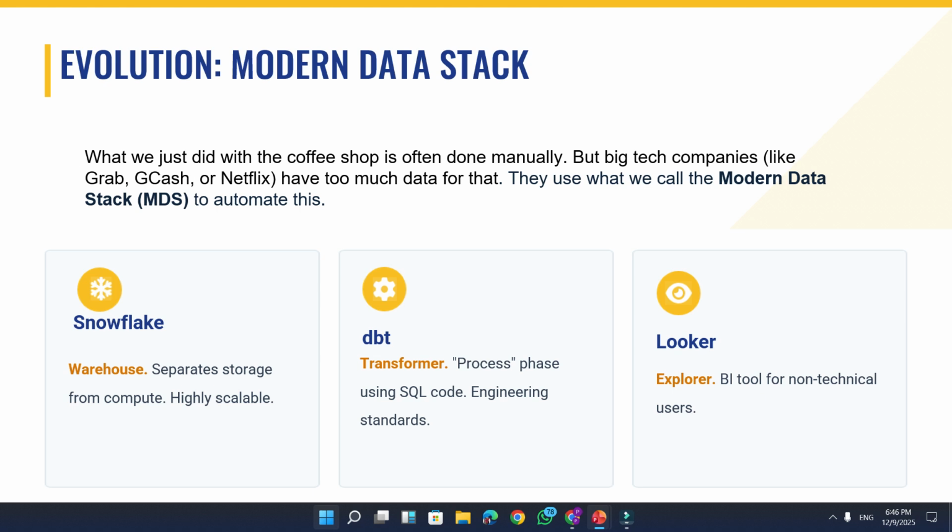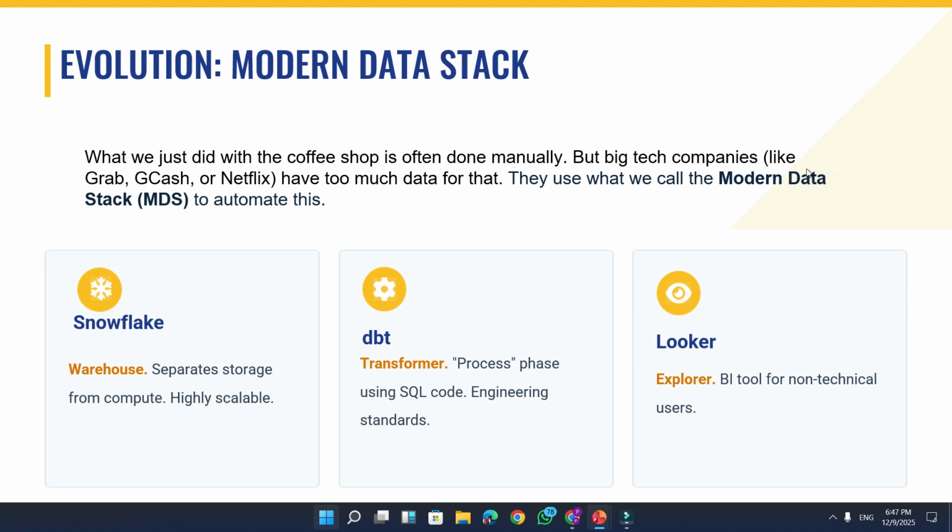So before ending this discussion, we can see some different tools. I gave the example of just free tools, three tools that are called the modern data stack. You know, this example we gave earlier can be handled even manually, but big companies like Grab, GCash, or Netflix have too much data, and for that they use modern data stacks. For example, they can use Snowflake.